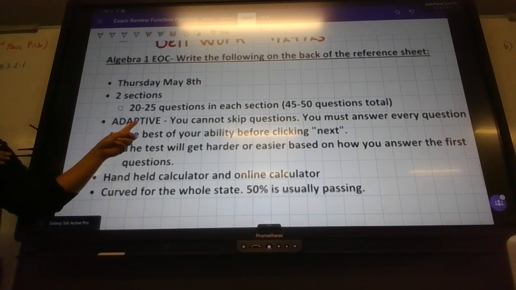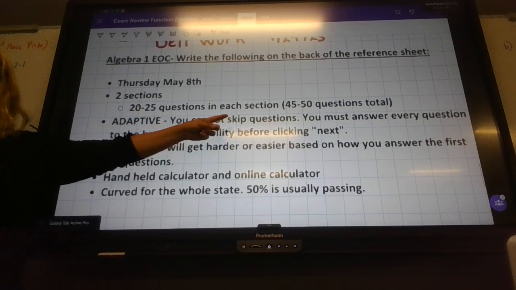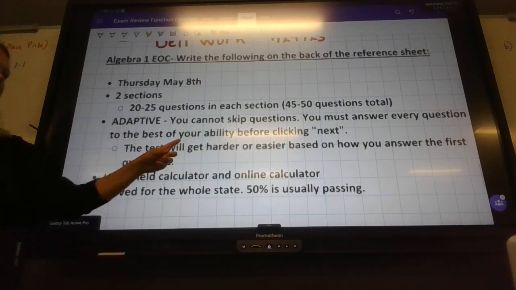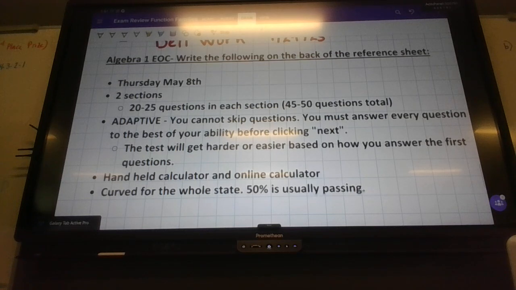Okay? So you cannot skip questions. You have to answer it before you hit next. You must answer every question to the best of your ability. You don't want to just guess and hit next so you can see the next one. Problem solve something. Try to make an educated guess. Don't just boom and click, because that's going to affect the level you're on in the next question.